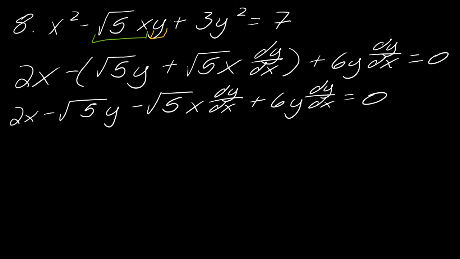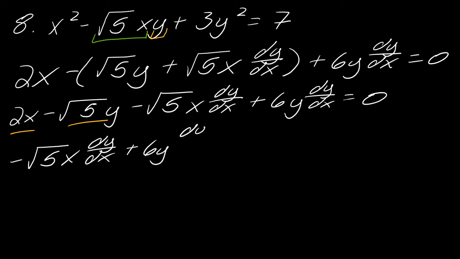So anything that doesn't have a dy/dx, i.e. these two terms here, we're going to send them to the other side. So let me do that. So I've got, let's see, negative square root of 5 x dy/dx plus 6y dy/dx. This is going to equal negative 2x plus square root of 5 y.